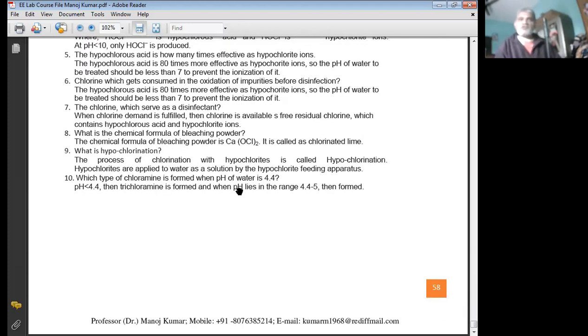This is the course file that is to be prepared for every laboratory according to these guidelines, which is essential for the NBA program, NAAC program, and all the faculties have to prepare it. This is mandatory for preparing the course file.